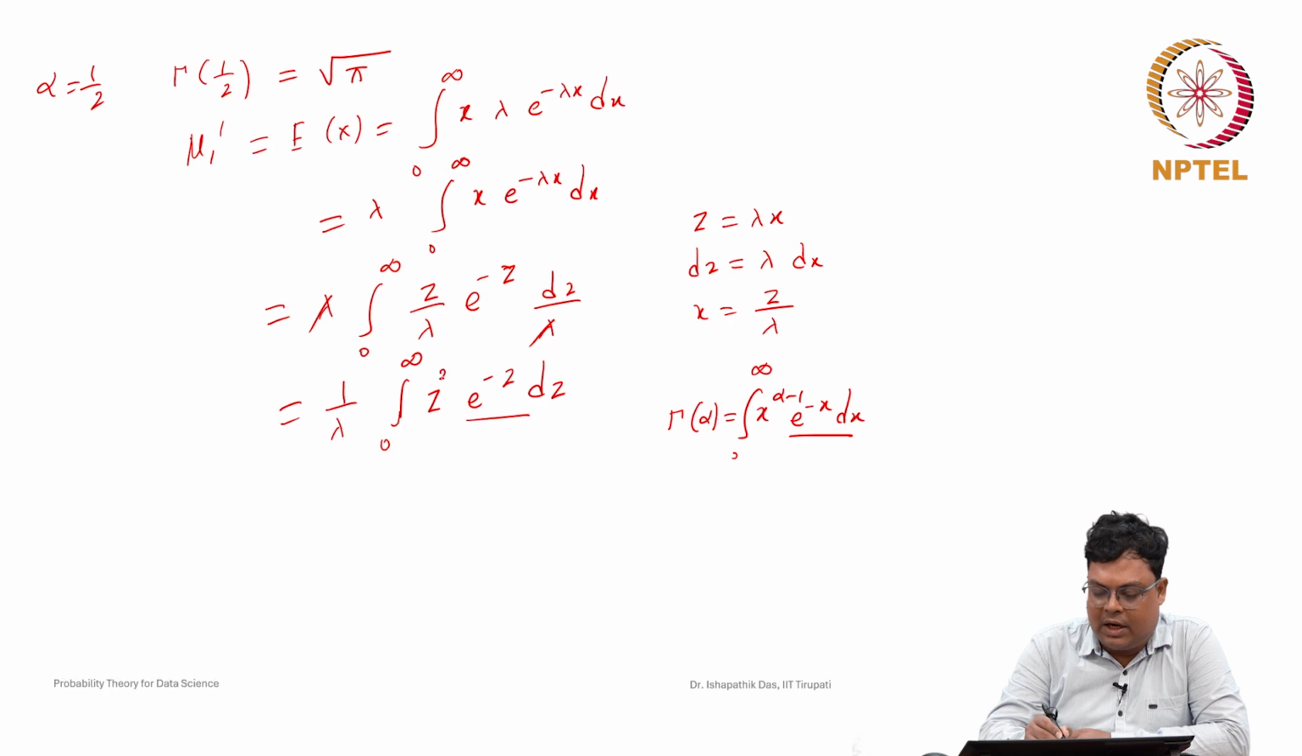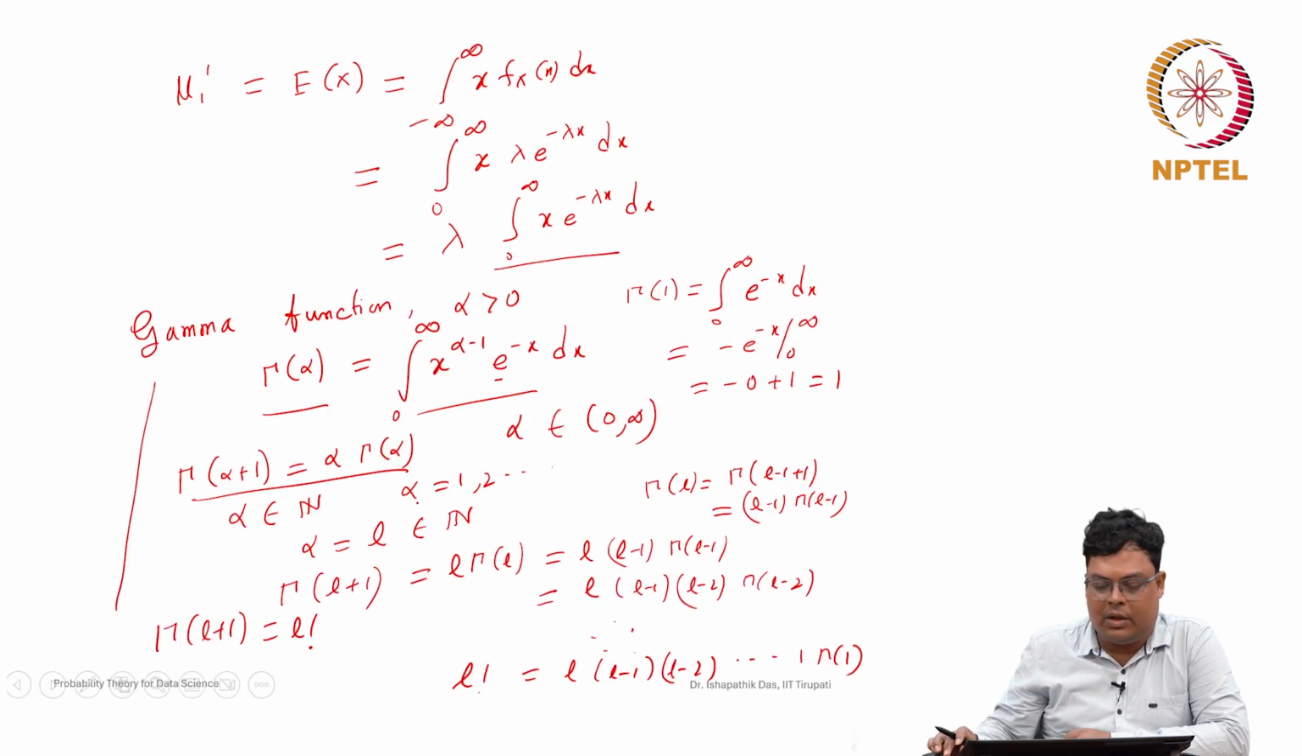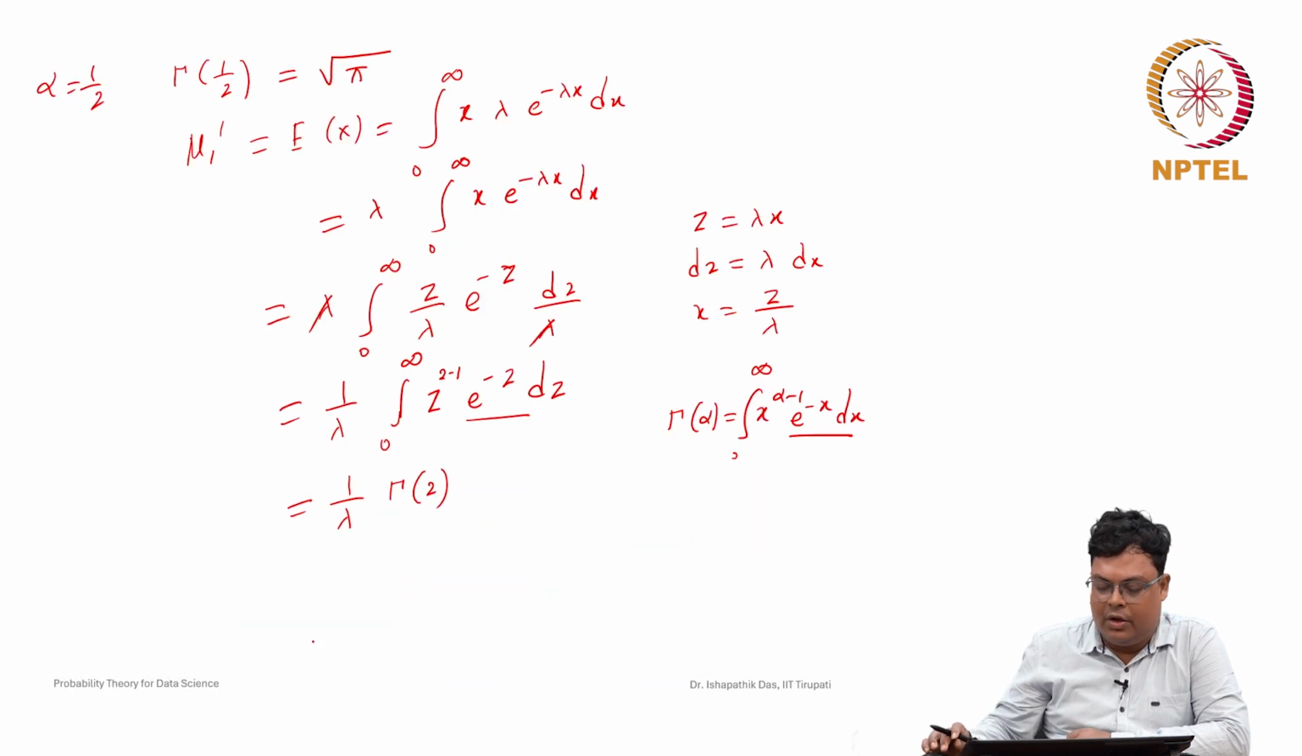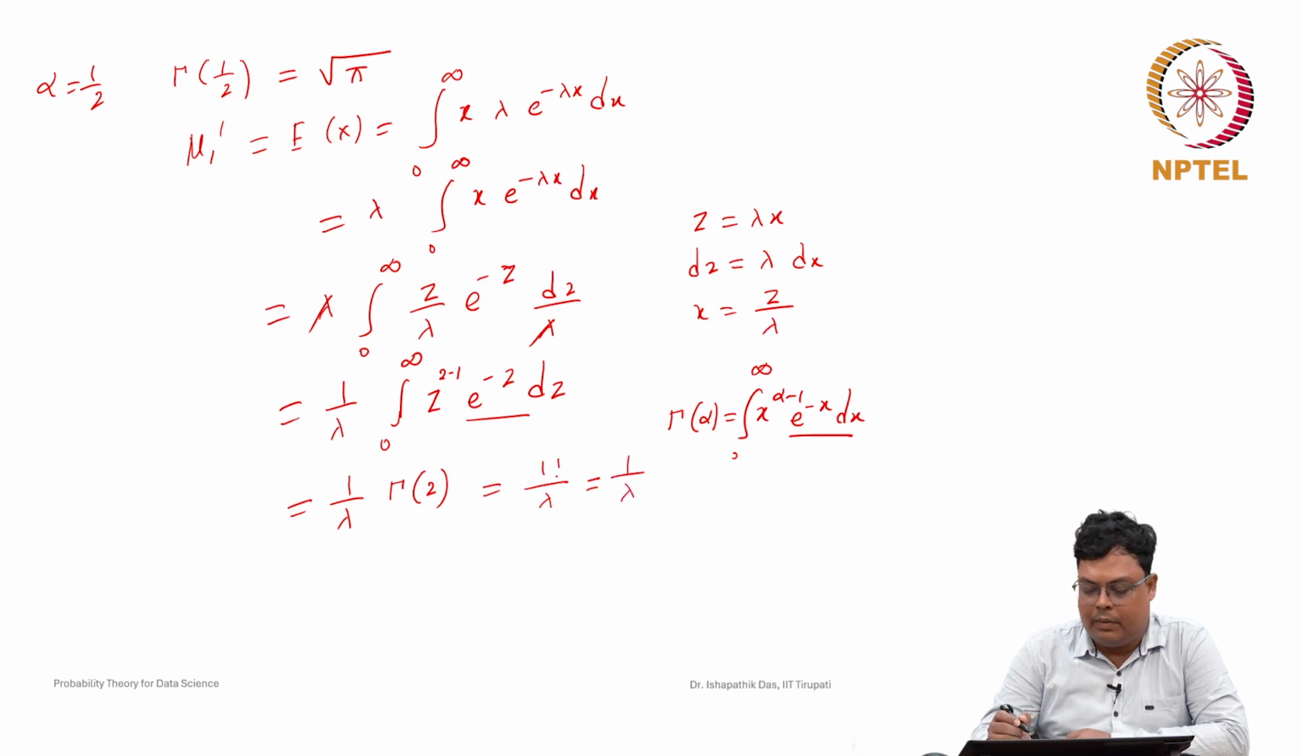So, this we can write as 2 minus 1. Then it is nothing but 1 by lambda times gamma 2. What is gamma 2? Because gamma of L plus 1, whenever L is an integer, is L factorial. So this is nothing but 1 factorial by lambda, and 1 factorial is 1. That is why it is 1 by lambda. So that is the expected value of an exponential distribution with parameter lambda, which is 1 by lambda.